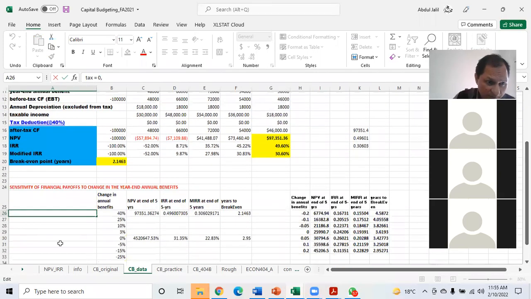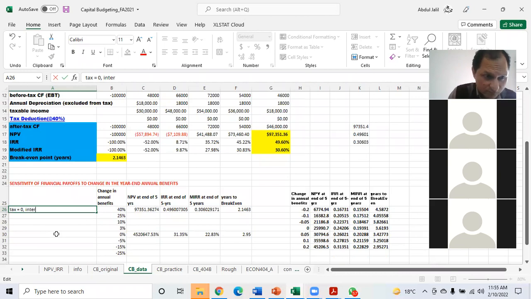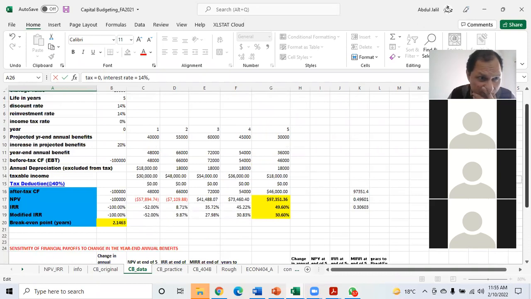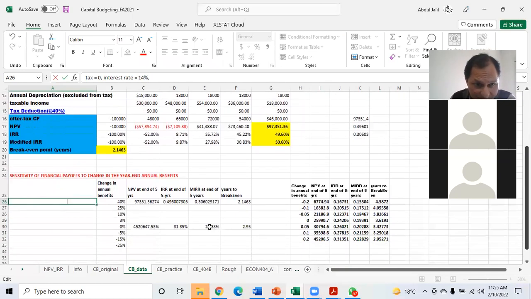14% discount rate. I is equal to 14%, right? And zero tax and discount rate, and there is increase in projected benefit. 20% increase in projected benefit, because this has been done for the 20% increase in projected benefit, right? So already that has been incorporated.